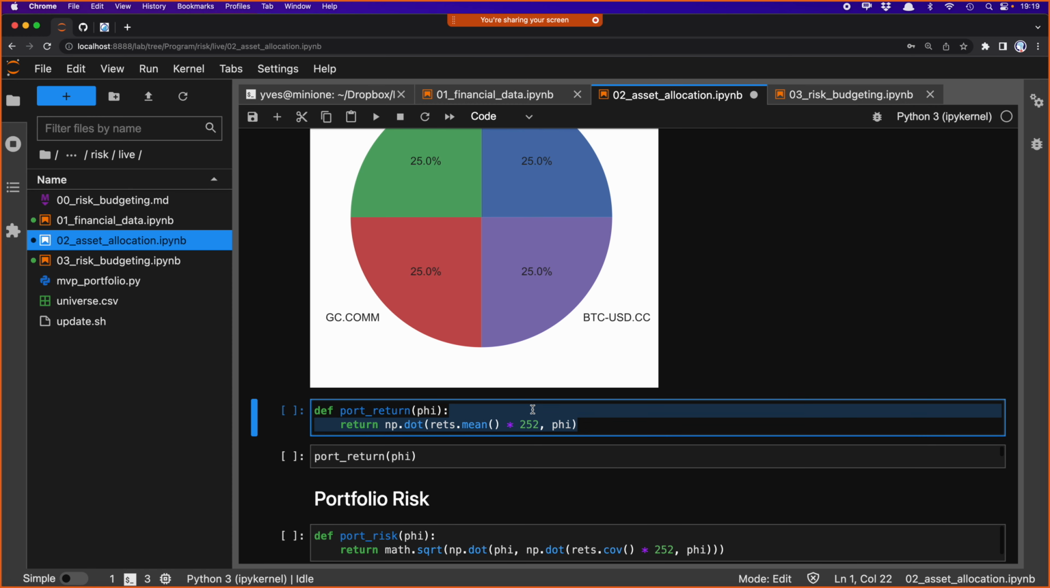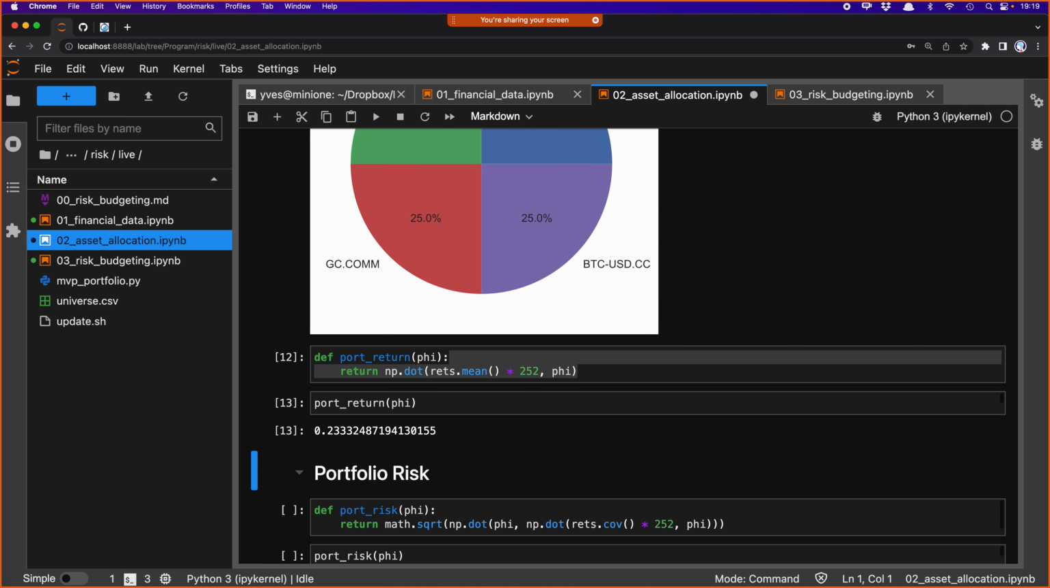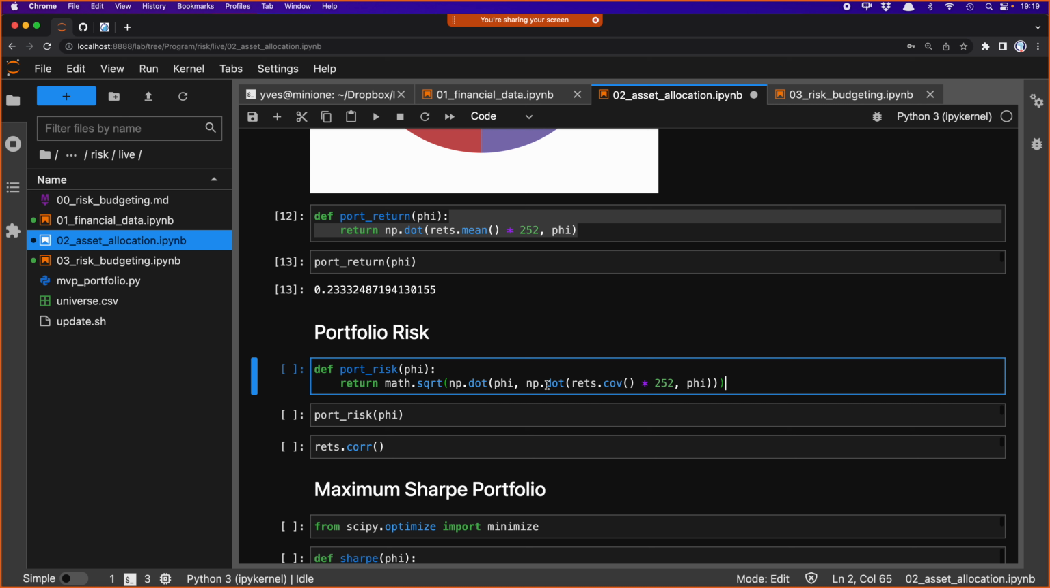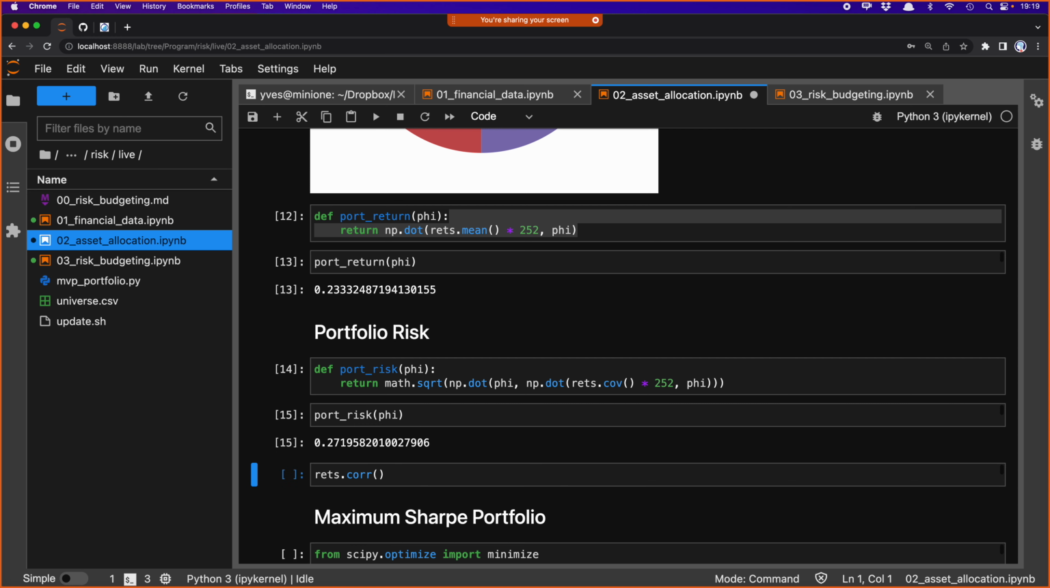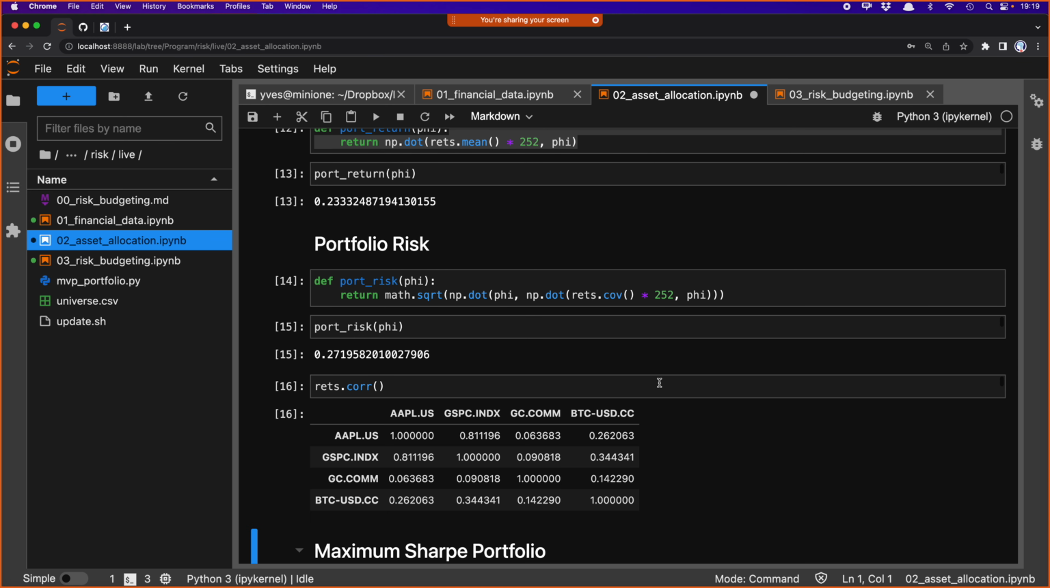So the portfolio return, here a simple helper function gives us a 23% expected return, which means that's the historical sample return annualized here. But we use this as a proxy for the expected return. The portfolio risk formula is a little bit more involved. We have the covariance structure in here, which I scale by 252 for the trading days, 2 dot products, and a square root later, we are at a portfolio risk of 27%.